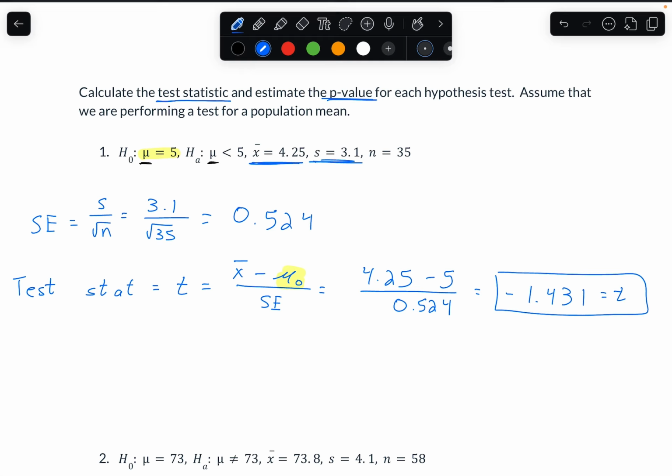The second part is to estimate the p-value. In order to estimate the p-value, I need the test statistic, which I just found, but the other thing I'm going to have to find is my degrees of freedom, and that's calculated the same way it was when we were looking at confidence intervals. So degrees of freedom is n minus 1, so in this case 35 minus 1 gives me 34.